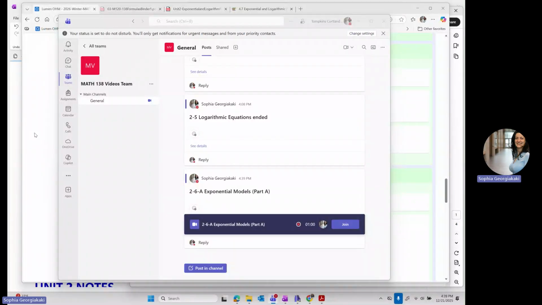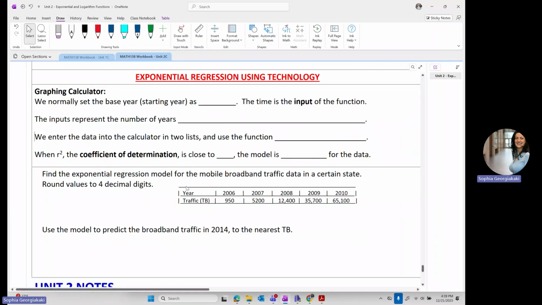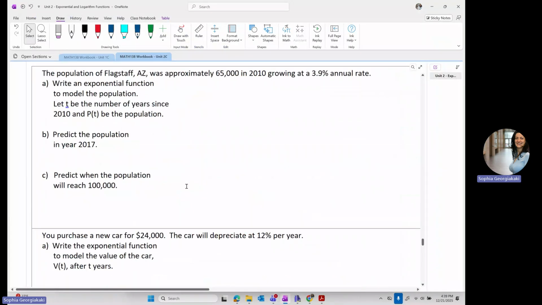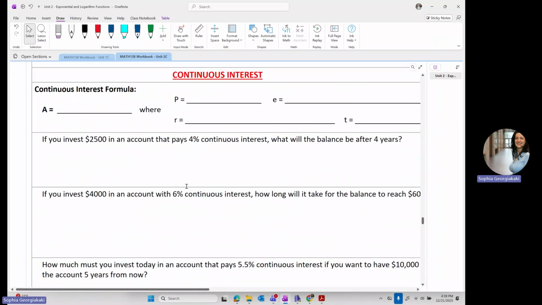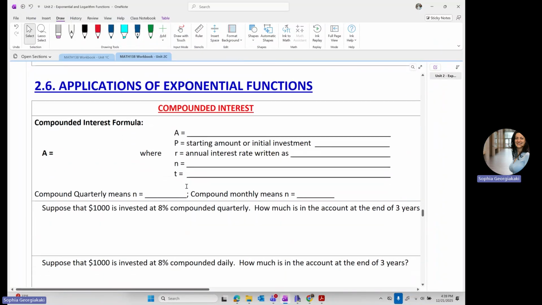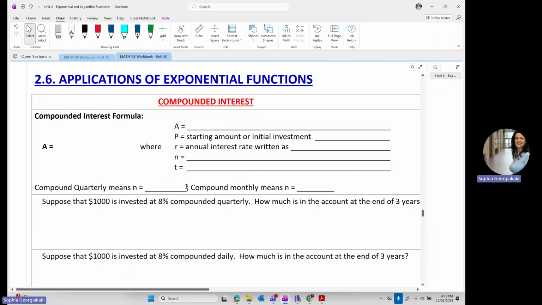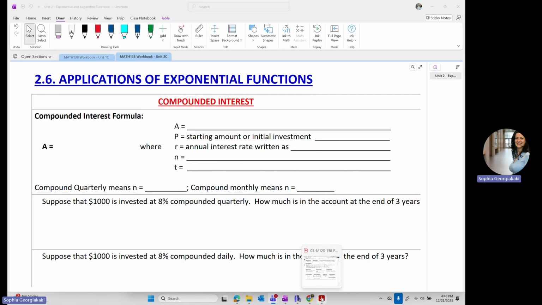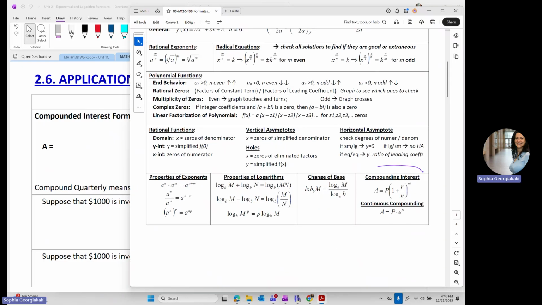This is the first video for the last section of Unit 2 in our notes, which is exponential models. So exponential models will be application problems and word problems. We will start with interest, investments, and business applications. And in our packet, we have the formulas for compounding and continuous compounding.